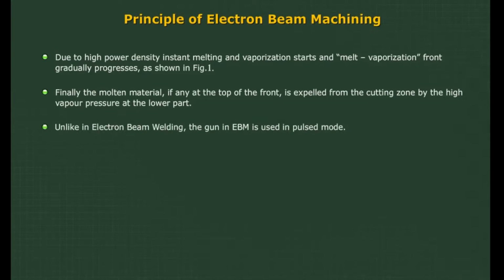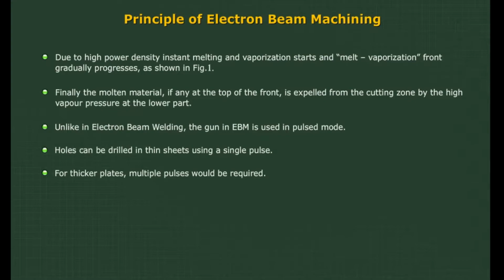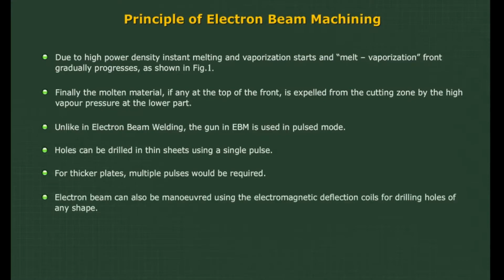Unlike electron beam welding, the gun in EBM is used in pulsed mode. Holes can be drilled in thin sheets using a single pulse. For thicker plates, multiple pulses would be required. The electron beam can also be maneuvered using electromagnetic deflection coils for drilling holes of any shape.